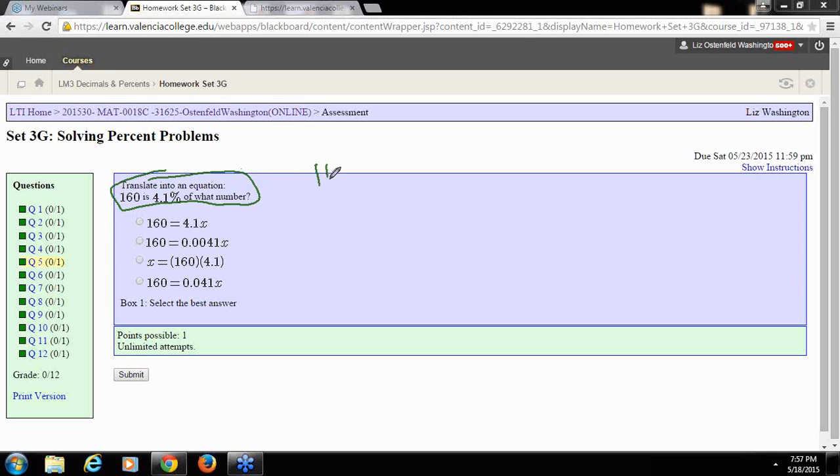So it has 160 is 4.1%. That's actually going to be 0.041 because I have to move it 2 places to the left. Okay. Of is multiplied by what number? So we can write this a couple different ways. You don't actually need the parentheses at all.